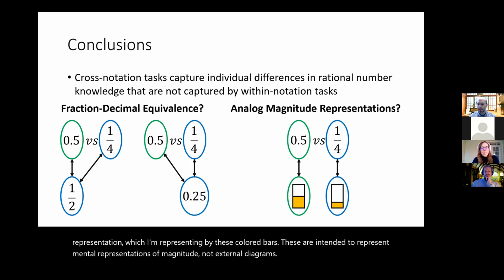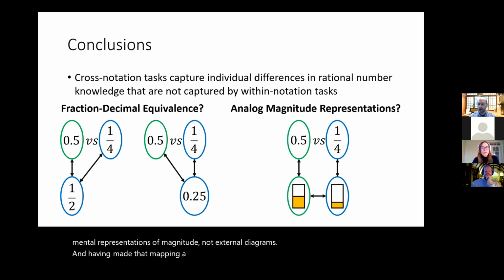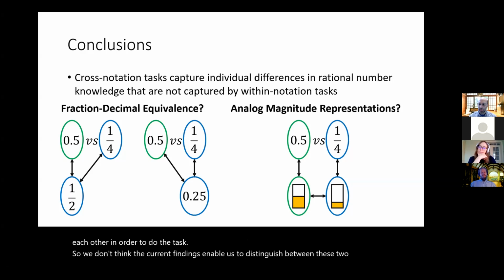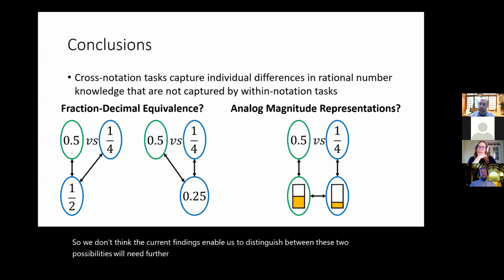And having made that mapping, a child could then compare the analog representations to each other in order to do the task. So we don't think the current findings enable us to distinguish between these two possibilities. We'll need further research to find out exactly what it is that cross-notation magnitude tasks are measuring that isn't fully captured by within-notation tasks.